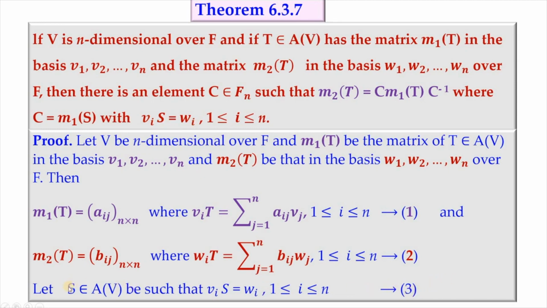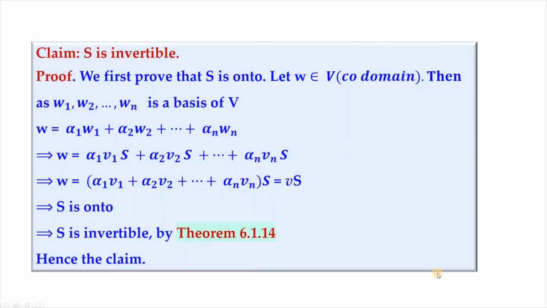Now we claim that this S is invertible, so only then can we talk about this C inverse. This C will be taken as the matrix of this transformation. So only if S is proved to be an invertible transformation can we talk about our C inverse. So that is the reason why we want to claim that our S is invertible.